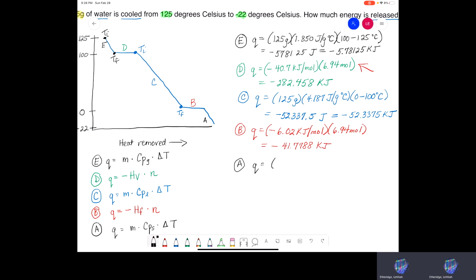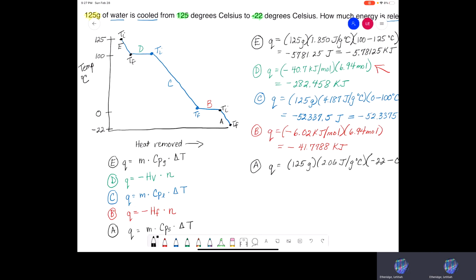Last section, A. Q equals the mass, still the same, 125. We need the specific heat of a solid, which is 2.06 joule per gram degree Celsius. Now we need to look at the temperature. It is just the section A. This is T initial. This is T final. That would be minus 22 minus 0 degrees Celsius. Okay? And remember, that's where I got these numbers, minus 22 and 0.